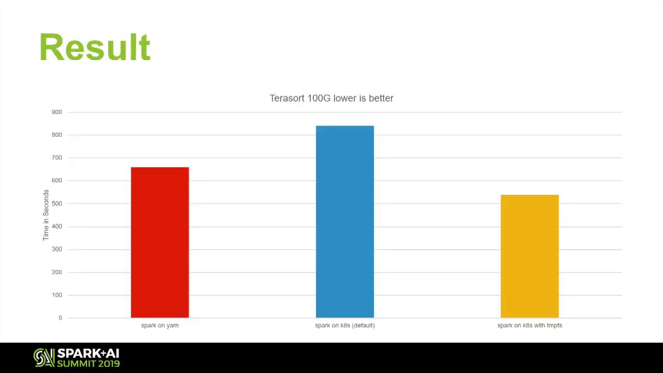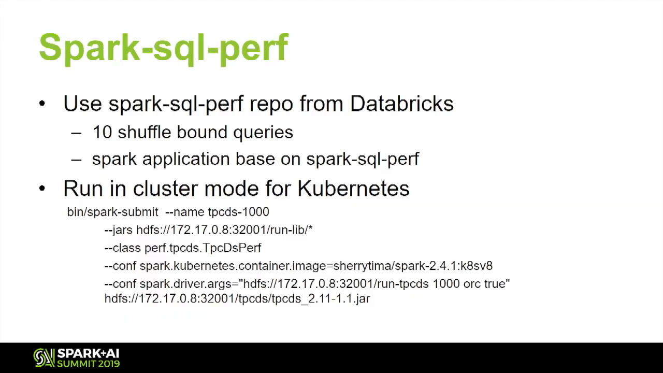And here's the result. The third bar is the result if we use the RAM-based emptyDir volume, and it ran a bit faster than Spark on Yarn, as we expected. And the 500 gigabyte Terasort that we failed to run before can now run successfully without any pod eviction.